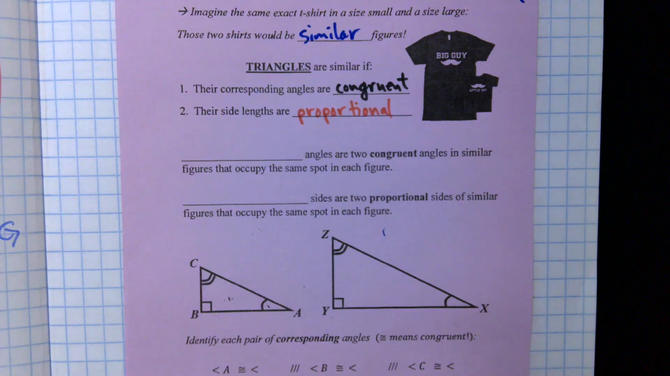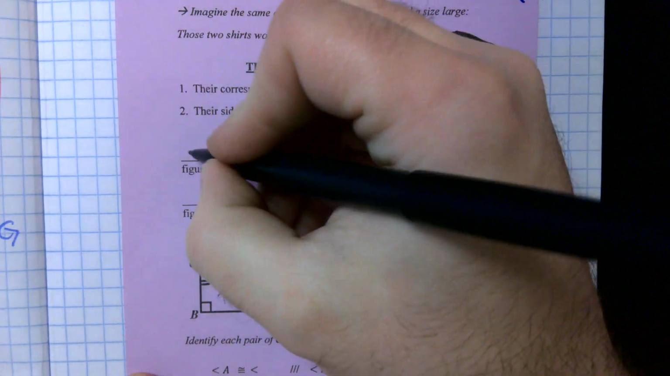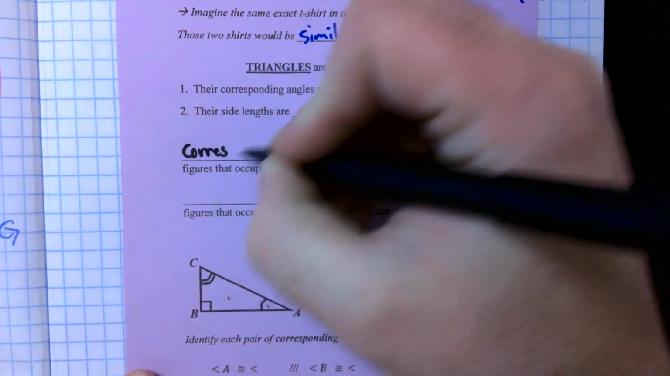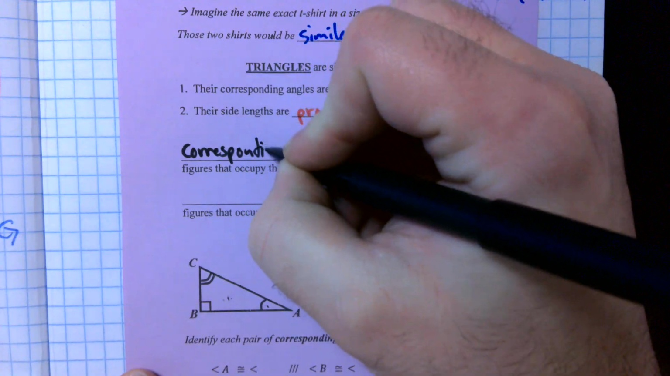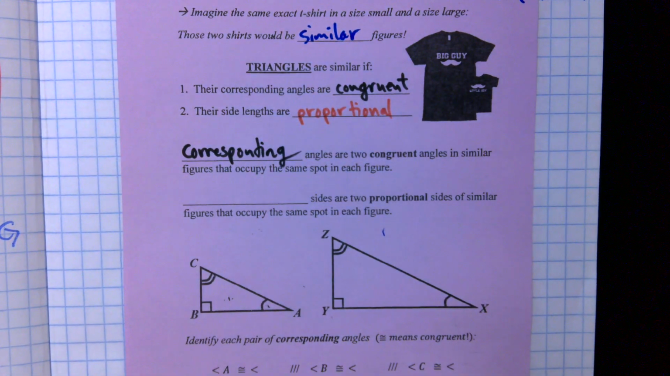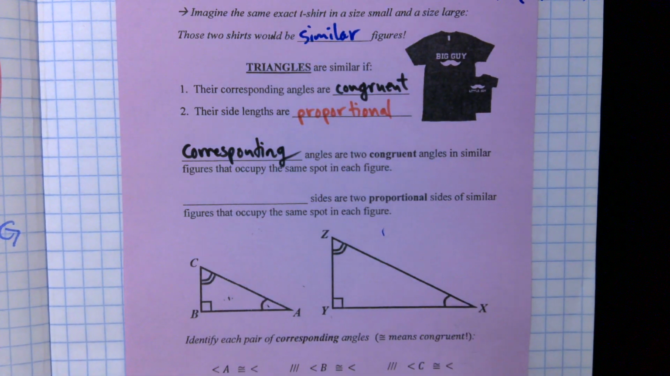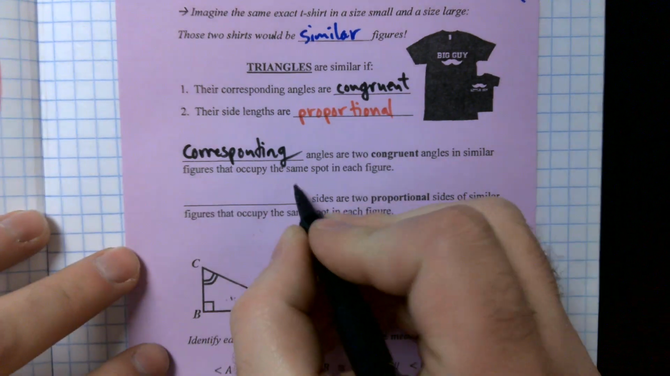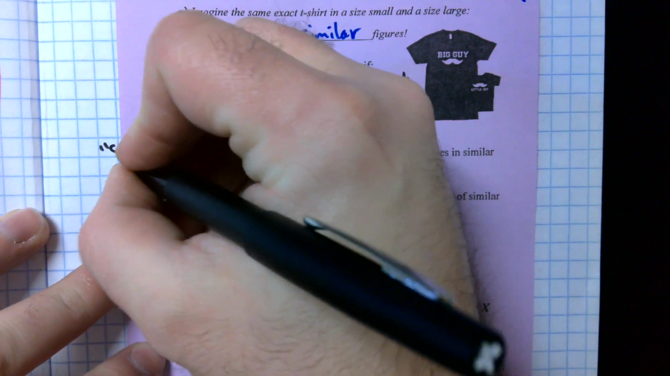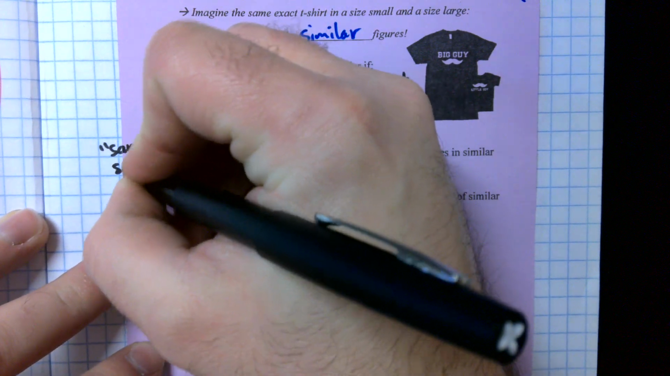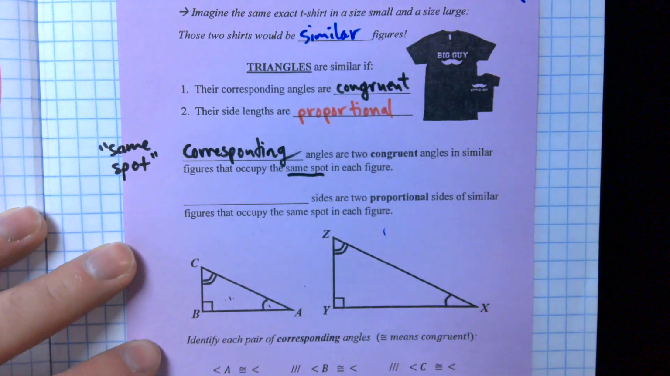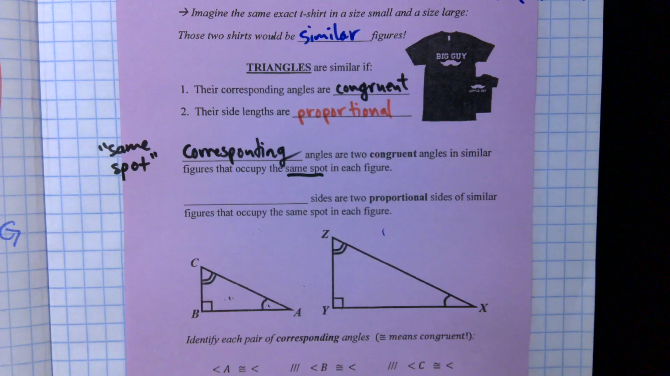So we're going to talk about these couple ideas here a lot. The first is corresponding angles. Corresponding literally just means same spot.